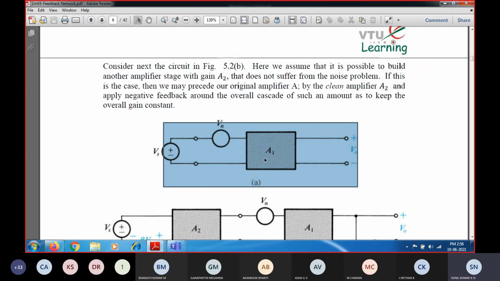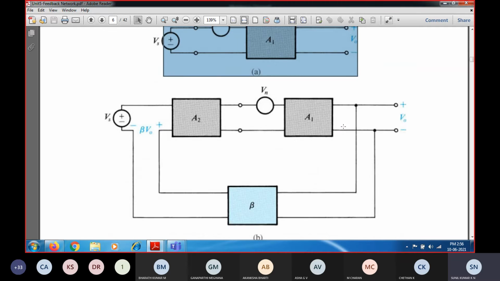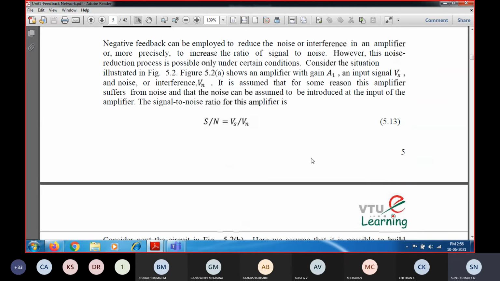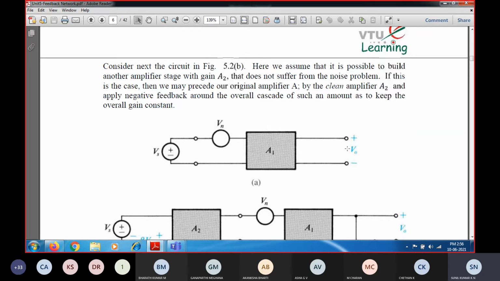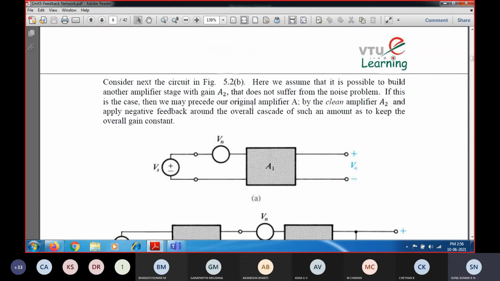For this amplifier, the output will be having what? The signal to noise ratio. So the output V0 will be equal to Vs by Vn. This is nothing but the output signal to noise ratio we are going to find. The signal is given by Vs, the noise is given by Vn, so the signal to noise ratio is nothing but Vs by Vn. So the amplified output you will be getting over here is Vs by Vn as the signal to noise ratio.